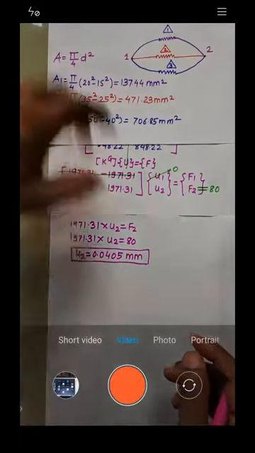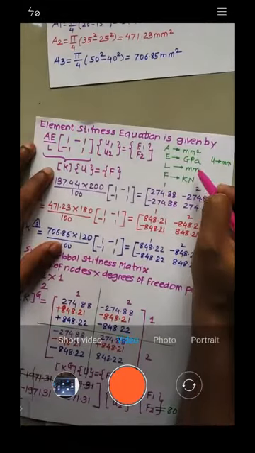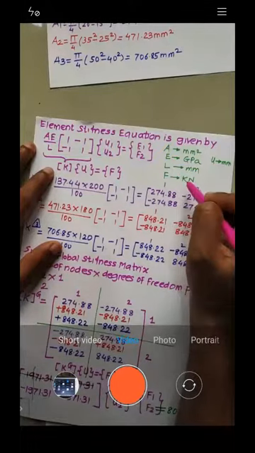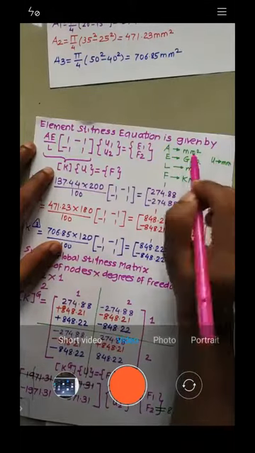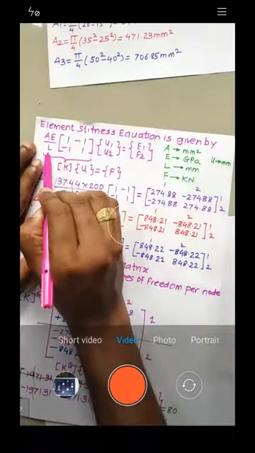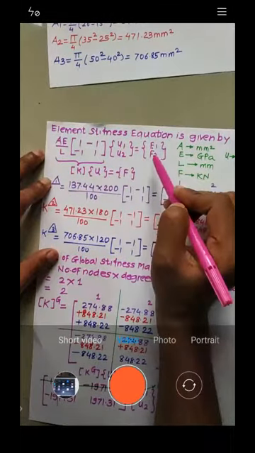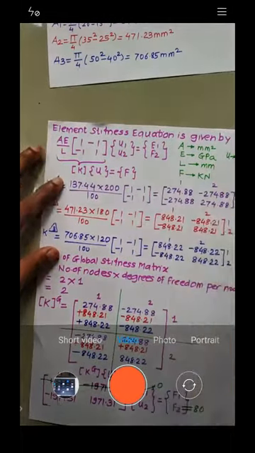Okay, as I told you previously, if you take area in mm square, E in gigapascal, length in mm, and forces in kilonewton, then you will get displacement in mm. See, A is in mm square, E is in gigapascal, L is in mm, and forces are in kilonewton, then you will get displacement in mm.